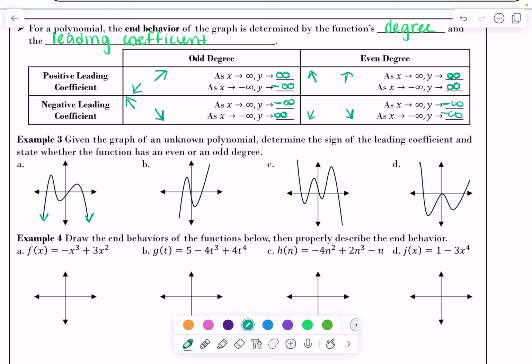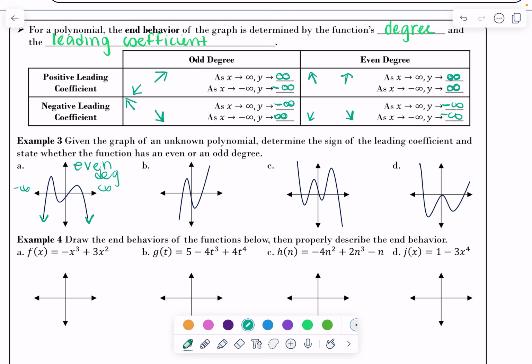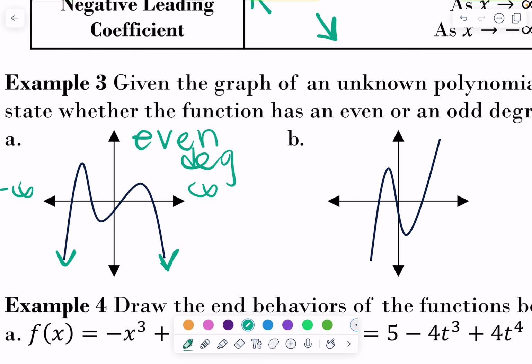Looking at my table, both as x goes to infinity and negative infinity, we can see that both arrows are pointing down towards negative infinity on the y-axis. So if I look at my table, that means I have an even degree. I'm going to zoom in a little bit more to write a little bit better. And then if I'm talking about my leading coefficient, both go down. Looking at my table, the leading coefficient is going to be a negative number, so I'm just going to show it as less than 0. Not equal to, but less, because it has to be a negative value.